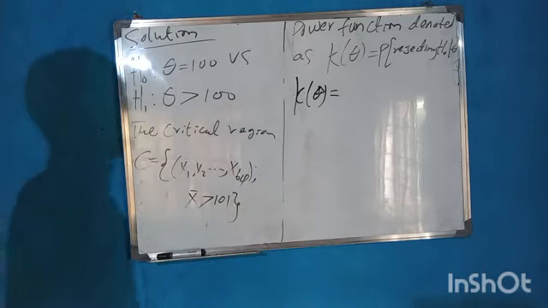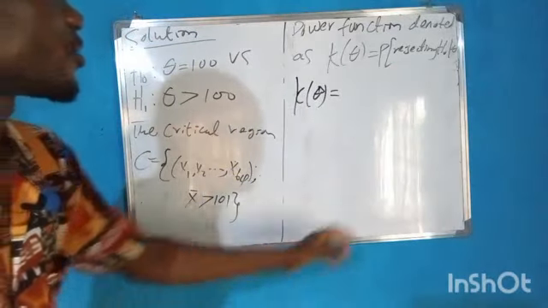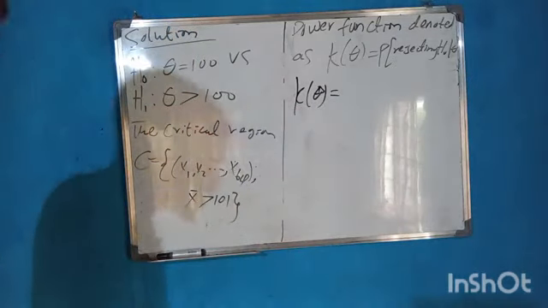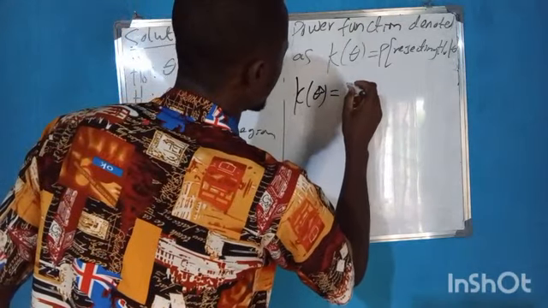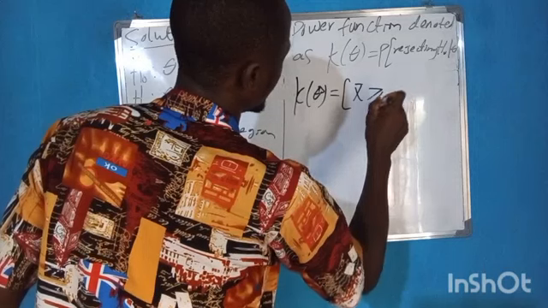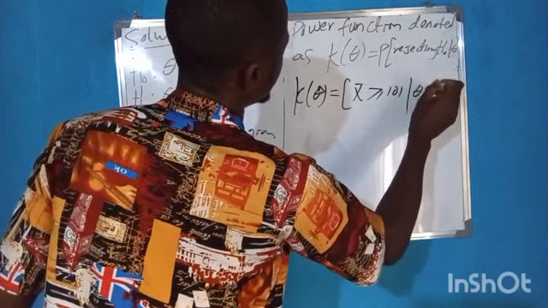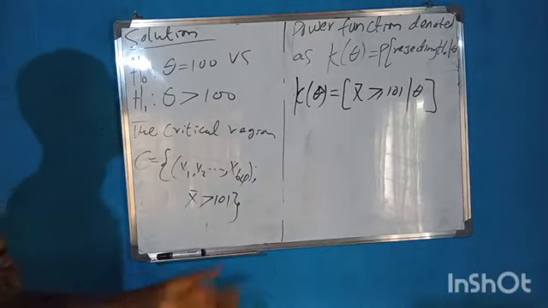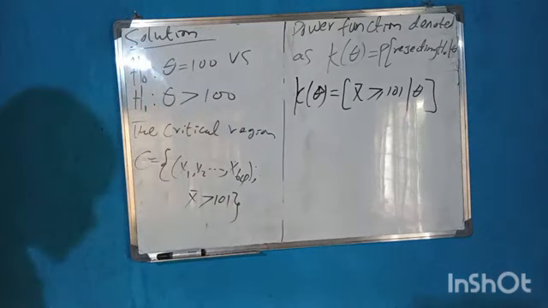Our power function is defined as k of theta, which is equal to the probability of rejecting H0 given theta, which is equal to the probability of x bar greater than or equal to 101 given theta. So this is our power function.